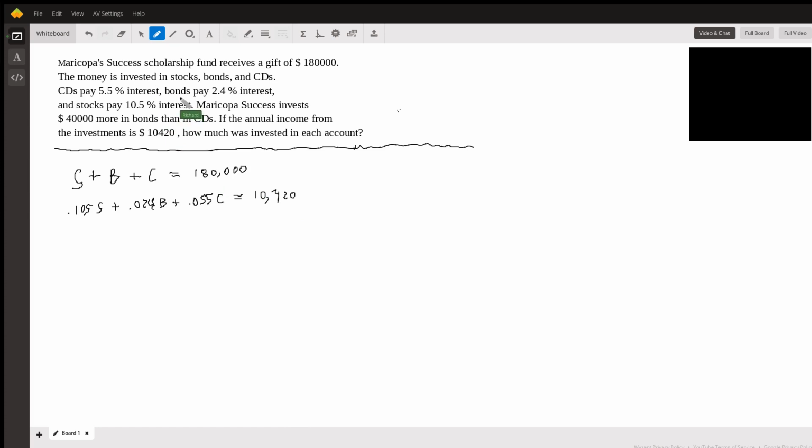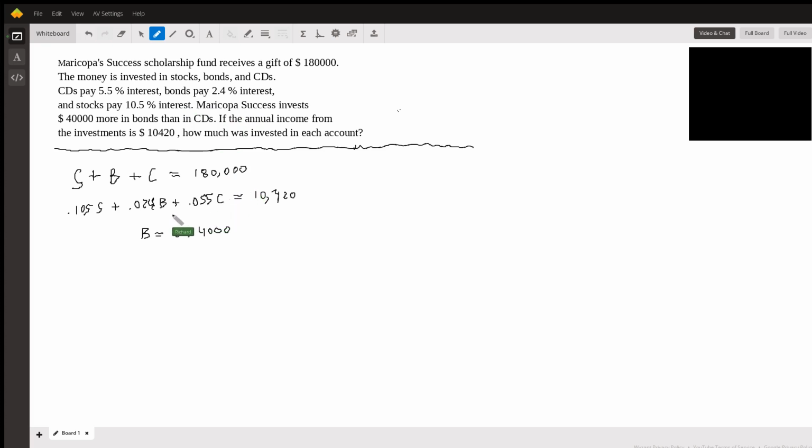And then the last thing they say, they invested 4,000 more in bonds than in CDs. So bonds are equal to CDs plus 4,000. So they put more money in bonds than they did in CDs. That's interesting because the bonds pay a lot less. They pay about half as much as the CDs, but whatever. So now we have to solve this system here.